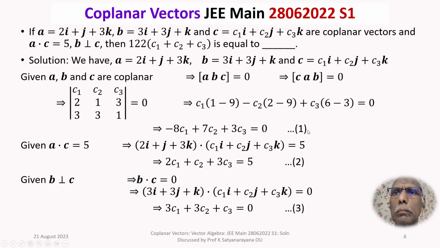It's very easy. Any of the methods that we have learned can be used to find out c1, c2, c3 and find the value of 122 times (c1 plus c2 plus c3). That we will do in the next slide.